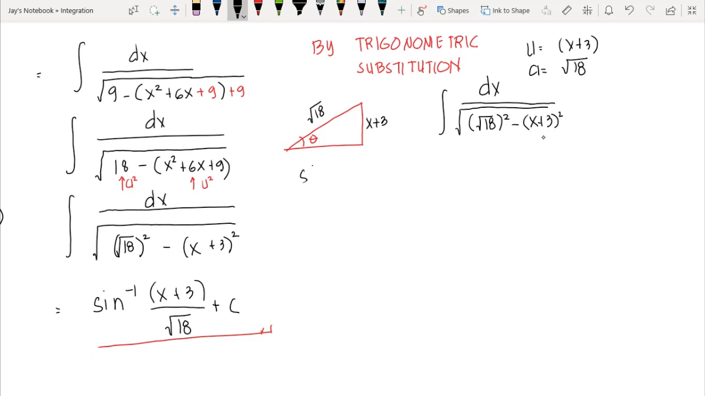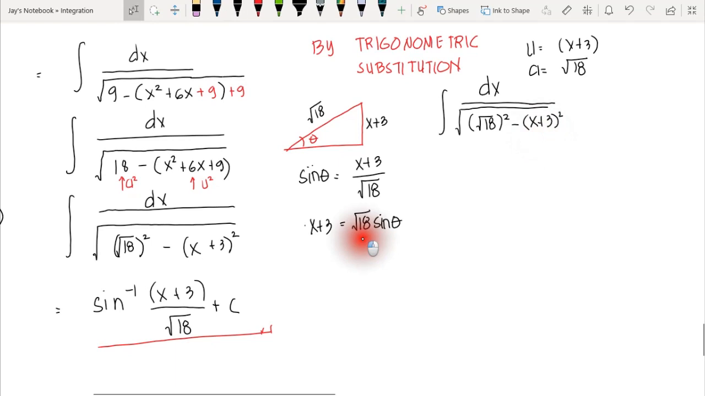Again, u is a function of x plus 3. So we can use sine theta equal to opposite over hypotenuse, which is x plus 3 over the square root of 18, if you remember your trigonometry. Now we substitute: x plus 3 is equal to the square root of 18 sine of theta. Since we have dx in the numerator, we need to differentiate. The derivative of 3 is 0, and the derivative of sine theta gives dx equal to the square root of 18 cosine of theta.